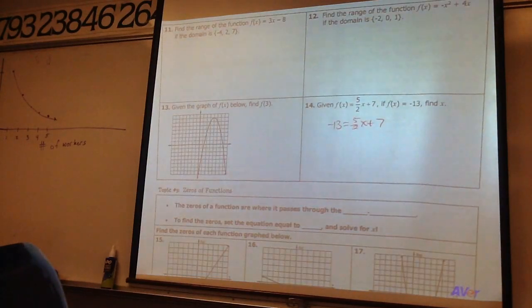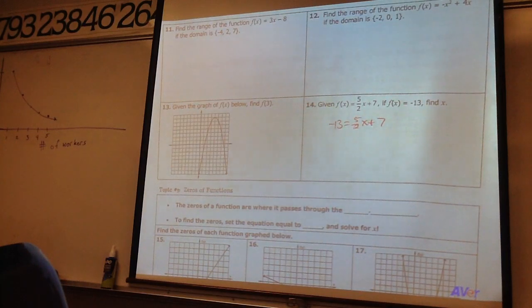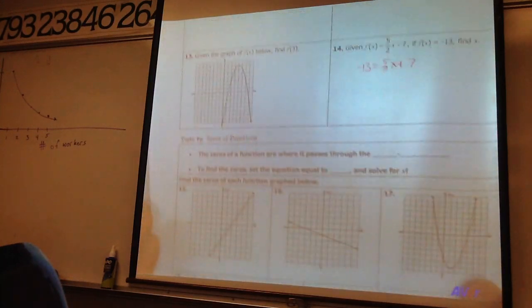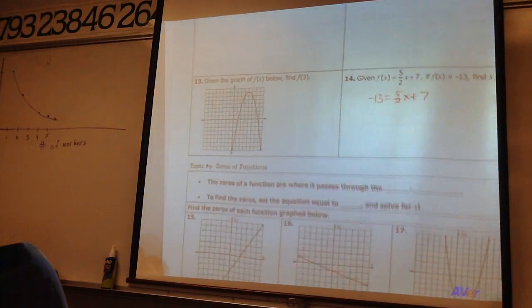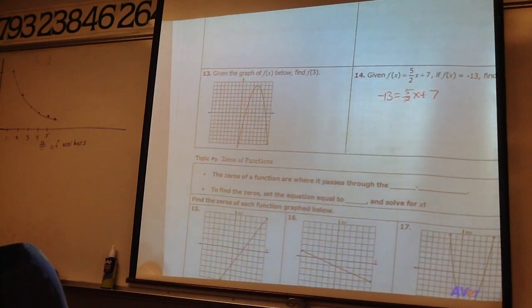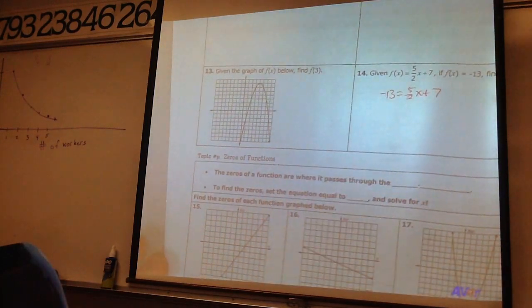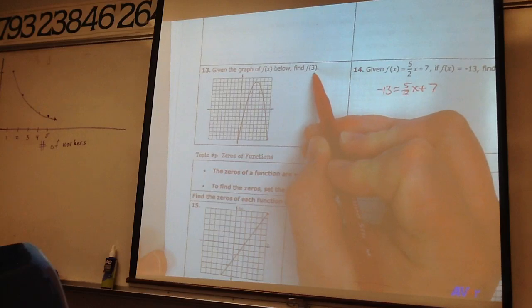What about 13? That's my biggest question. I'll let you think about that. What's f of 3? That just means when x is 3, what is y?